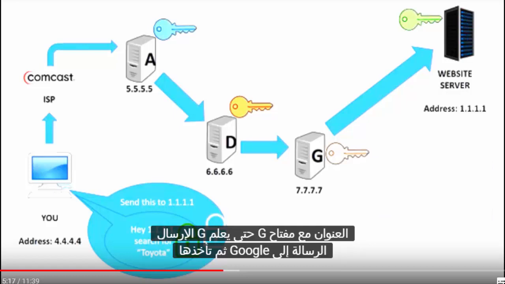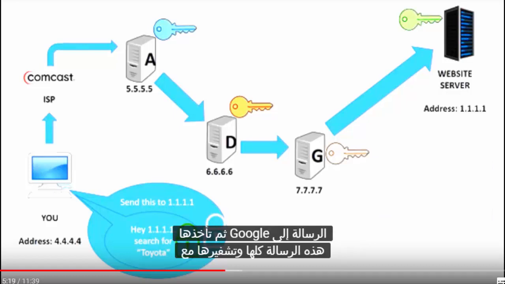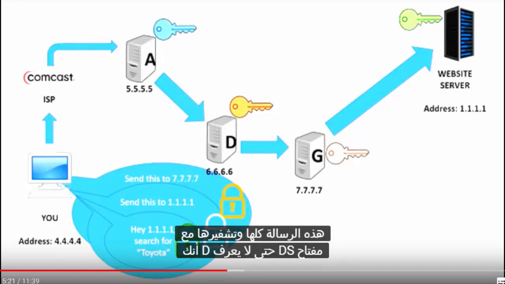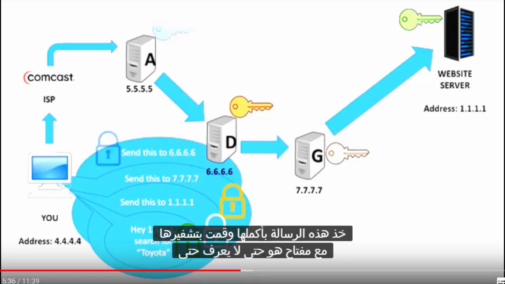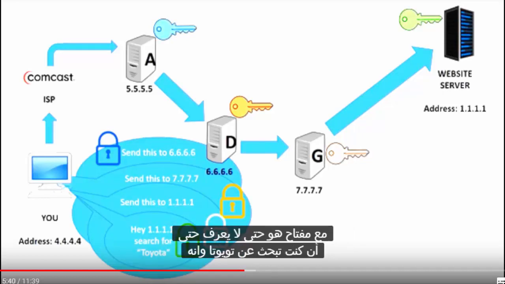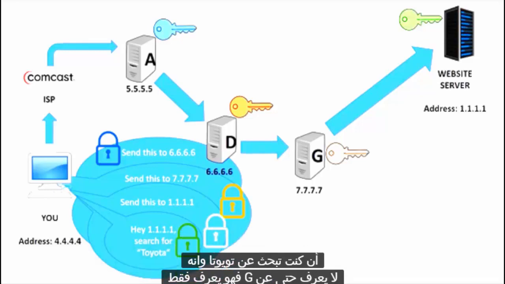And then you take that whole message and encrypt it with D's key. So D doesn't know you're searching for Toyota, but he knows that he has to send a message to G. And you take that whole message and you encrypt it with A's key. So A doesn't even know that you're searching for Toyota, and he doesn't even know about G.